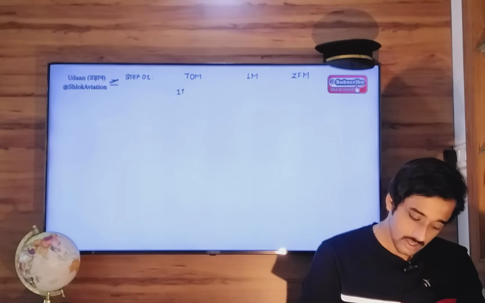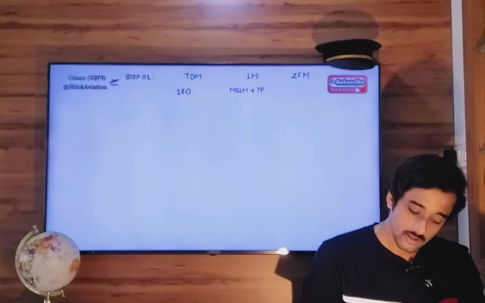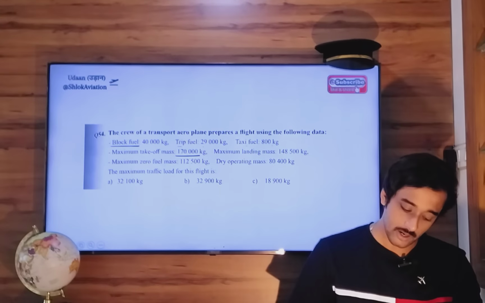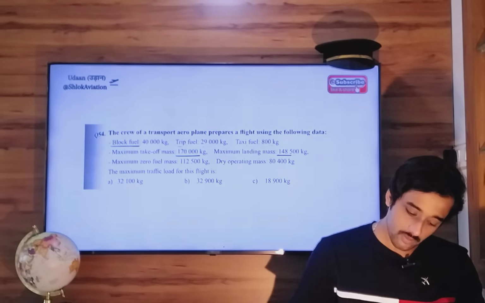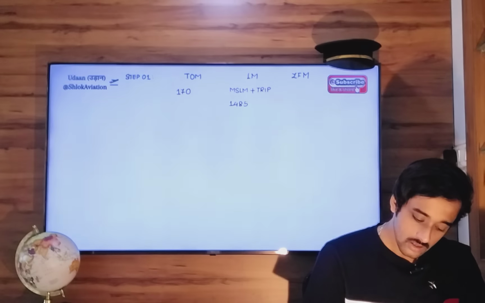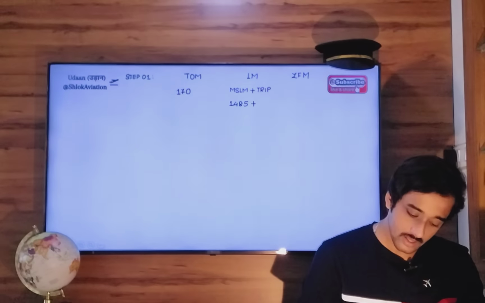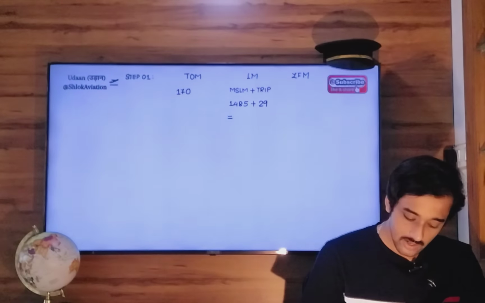So write that here. In the landing mass column, you are going to write the maximum structural landing mass plus trip fuel, in order to find out takeoff mass. So that is another way to find out takeoff mass: landing mass plus trip fuel. So 148.5. Trip fuel is 29,000, so 29. 148.5 plus 29 is 177.5.